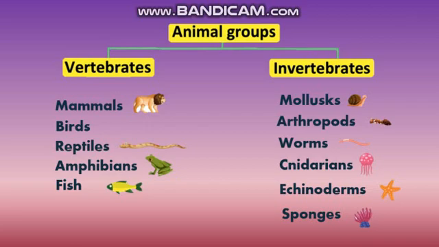Echinoderms. Echinoderms are marine animals, for example, starfish. Sponges are also known as poriferans. These invertebrates are found in deep water and they have pores and can't swim.